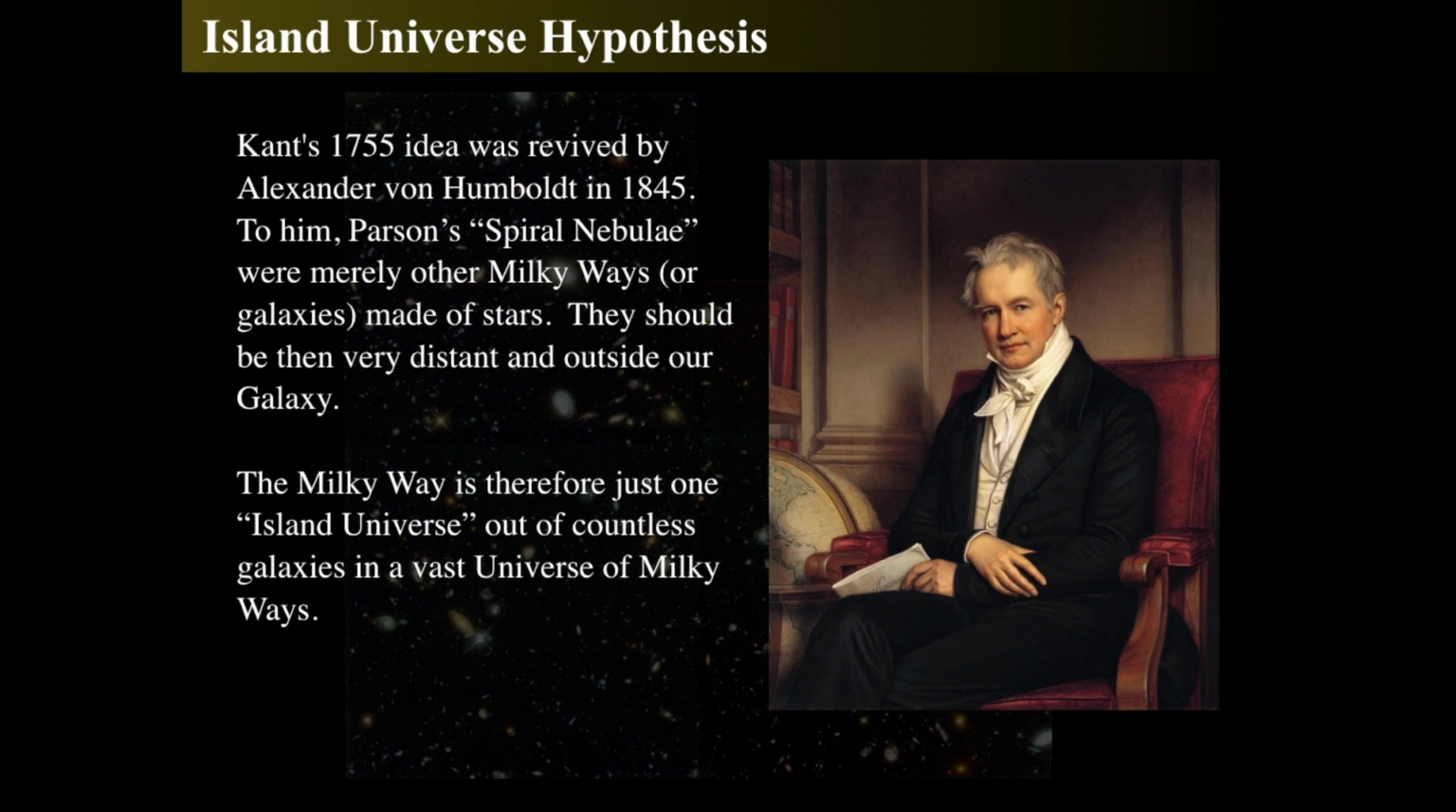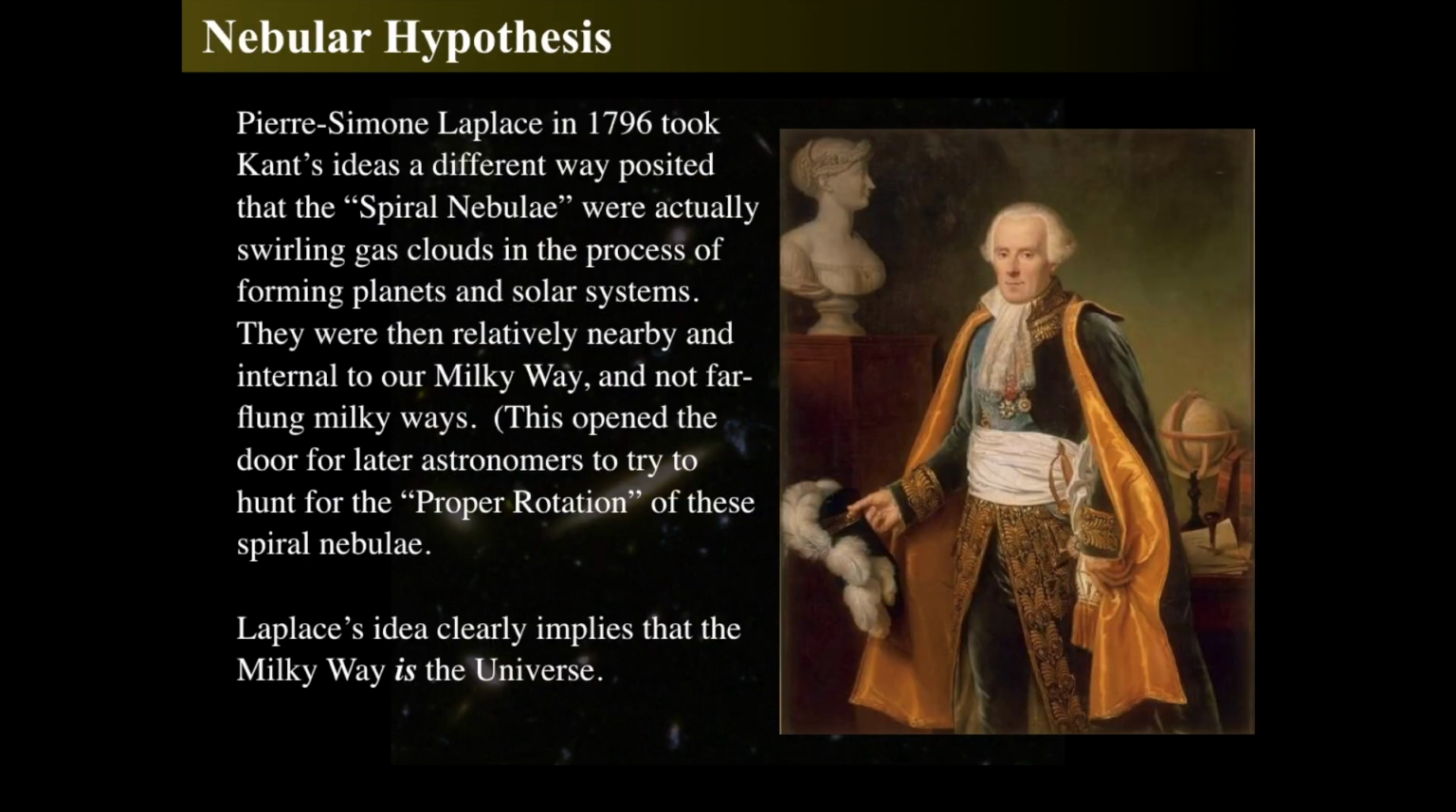All right, so Kant's 1755 idea was brought about. Alexander Humboldt looked at Parsons' spiral nebulae and said, those are other Milky Ways. They're just made of stars, and they're very, very far away. So he thought those disky things have the same appearance as the Milky Way, but just viewed edge-on and far away. So Alexander Humboldt said the Milky Way is an island universe of lots of stars, and there are many, many other galaxies out there, and we're just one of them. And this idea dates from 1845.